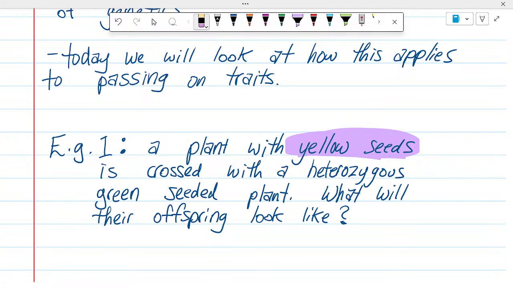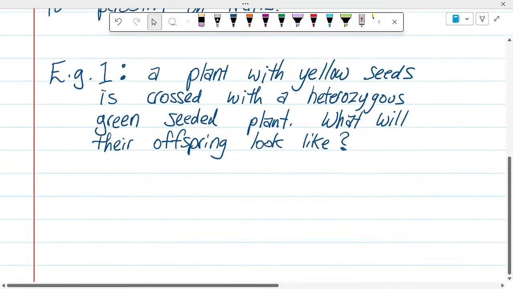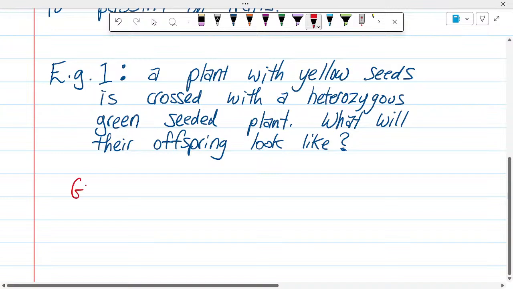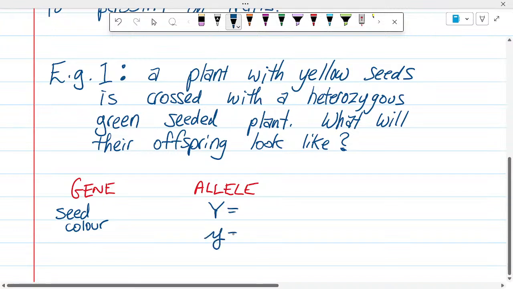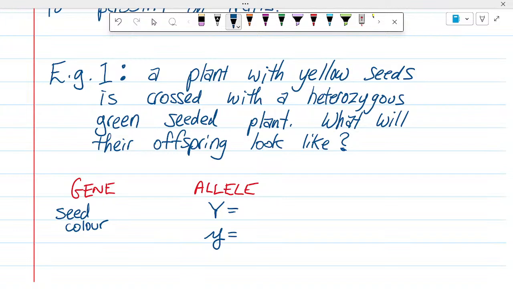Well, let's recall that if the gene in question is for seed color, so the gene is for seed color, and the alleles are either big Y or little y. Does anyone remember what those code for? There should be a hint in the letters I've used. Yeah. Dominant and recessive, and the dominant one is the big Y or the little y? And what's that code for?